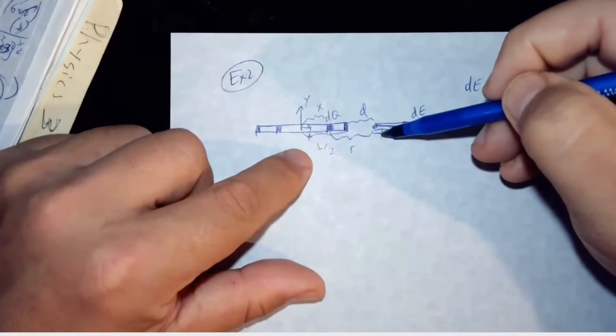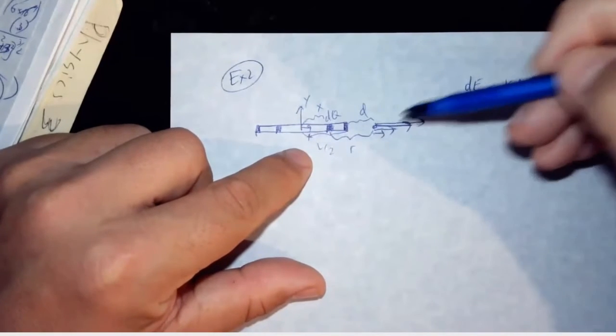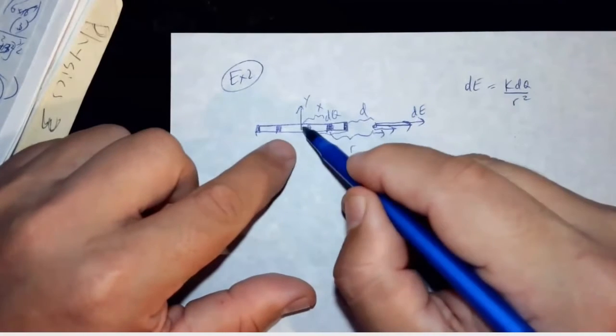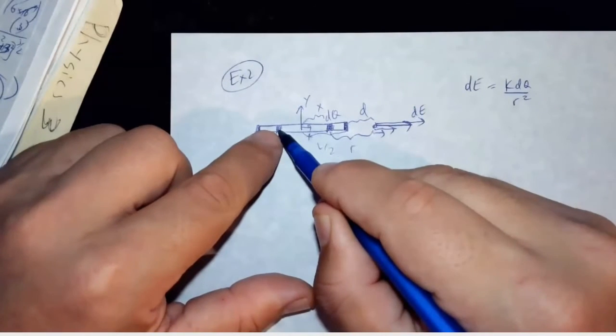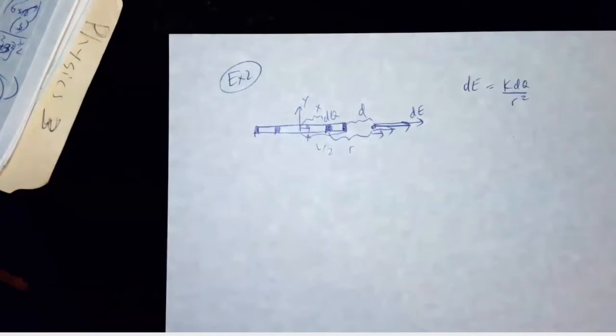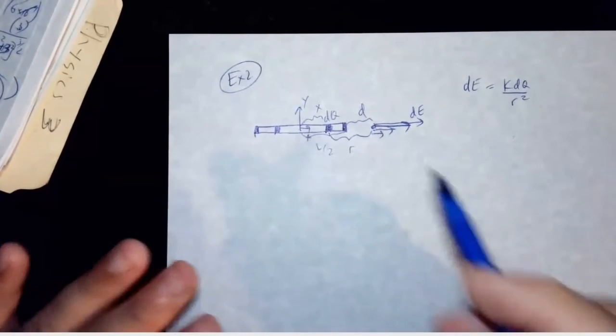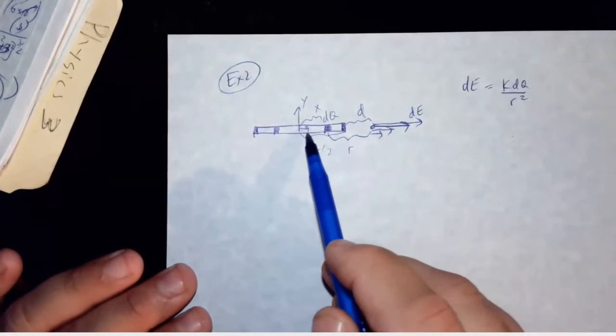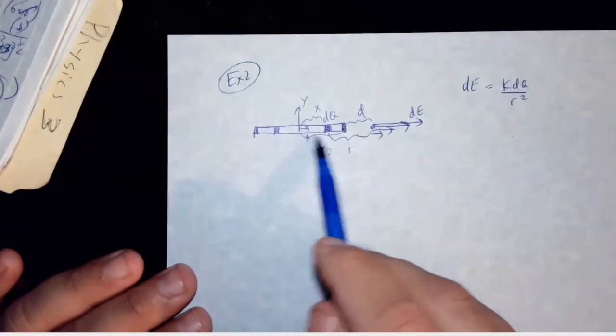But R is not constant, right? R changes. Of course R is not constant, because if this element is here, then R is farther away. But the equation we come up with should be able to handle all that. You see? Okay.